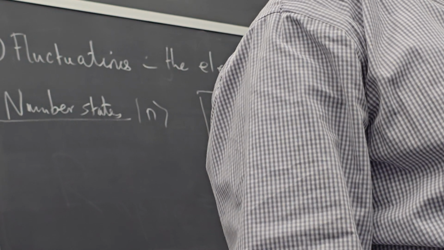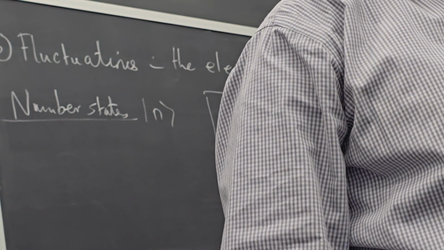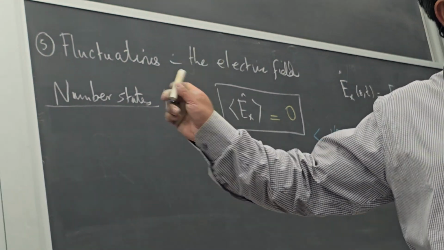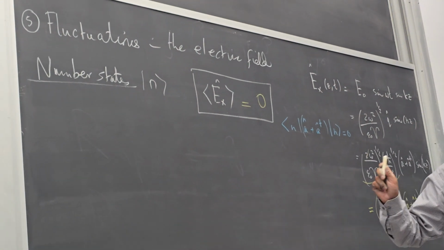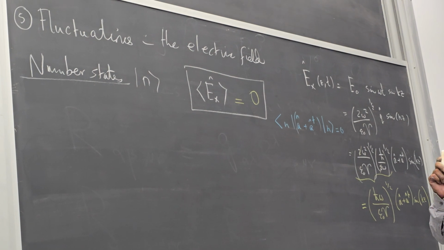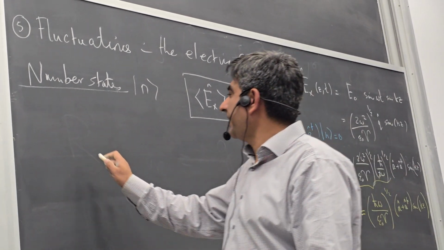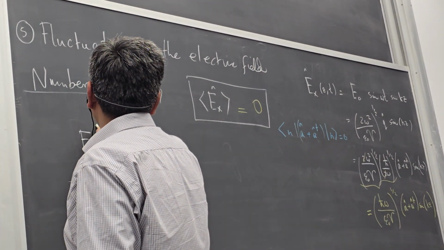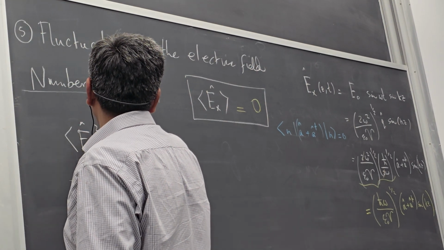These are not coherent states. For coherent states, this average is non-zero. But for a number state, this average is zero. The electric field is zero. Now let's find out Ex squared, the average of this, right?